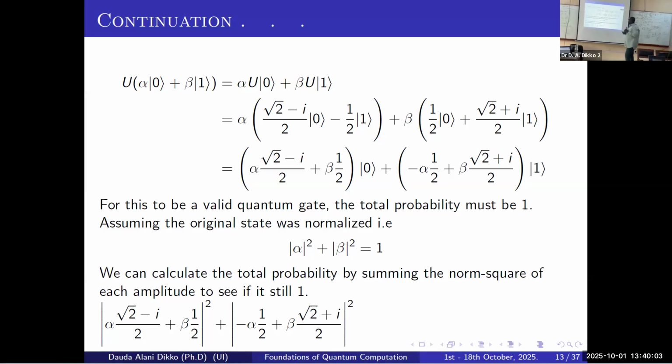Okay. Now I said for this to be a valid quantum gate, the total probability must be what? Must be 1. So these are the ideas you must stick to, because you have a normalization that must always occur in the case of a quantum gate. So assuming the original state was normalized, alpha absolute value squared plus beta absolute value squared equals 1, this is standard in physics. Our coefficients must have this representation. So we can calculate the total probability by assuming the norm.